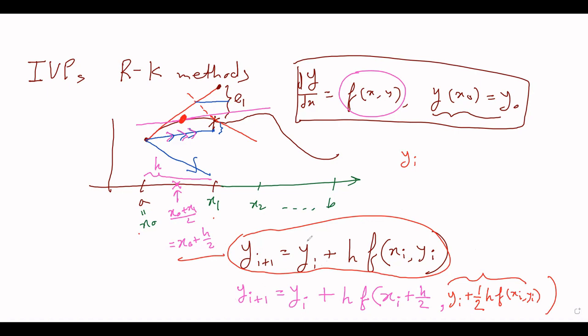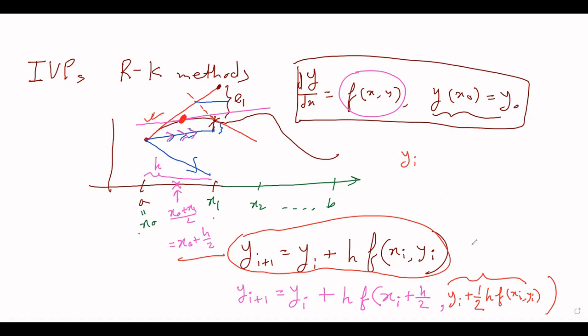So what we did, to sum everything up, is we used the slope of this pink line instead of the slope at exactly the xi point. We use the slope of the tangent drawn at the midpoint between xi and xi plus 1.